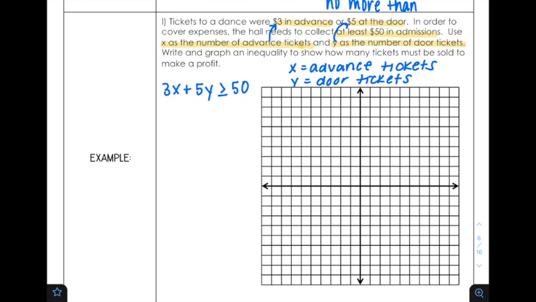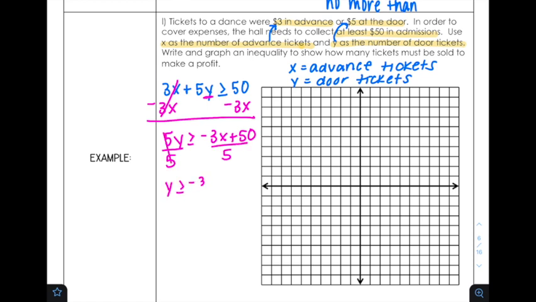So in order to graph, we have to isolate our y variable. We're going to subtract both sides by 3x. 5y is greater than or equal to negative 3x plus 50, and then divide both sides by 5. So we have y is greater than or equal to negative 3/5 x plus 10. And here we can actually graph our inequality. So we're going down 3/5. I know it's going to be a solid line because of that greater than or equal to.